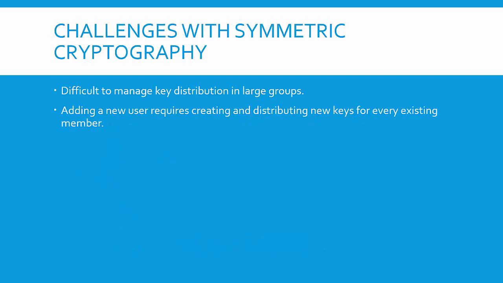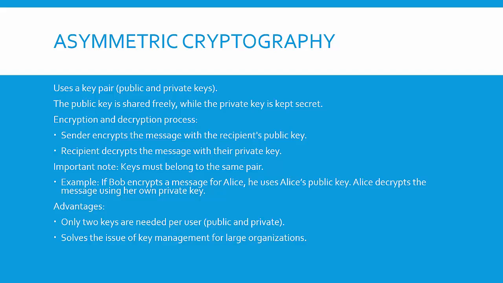For instance, if there are 10,000 people in an organization, you'd need nearly 50 million keys. Managing and distributing that many keys becomes a nightmare, especially when new users are added. This is where asymmetric cryptography comes to the rescue.